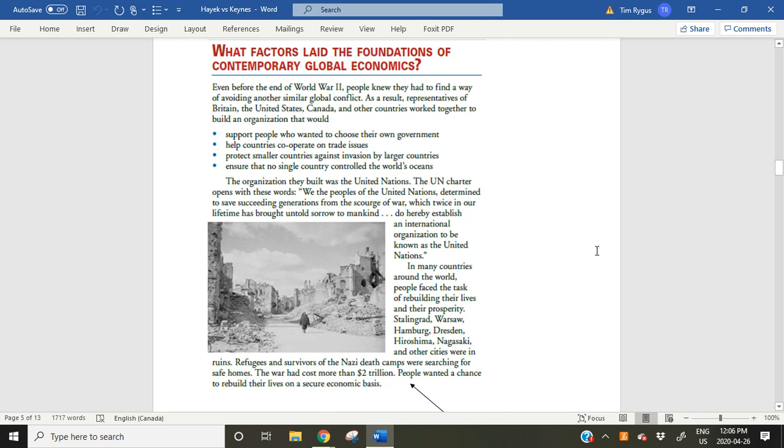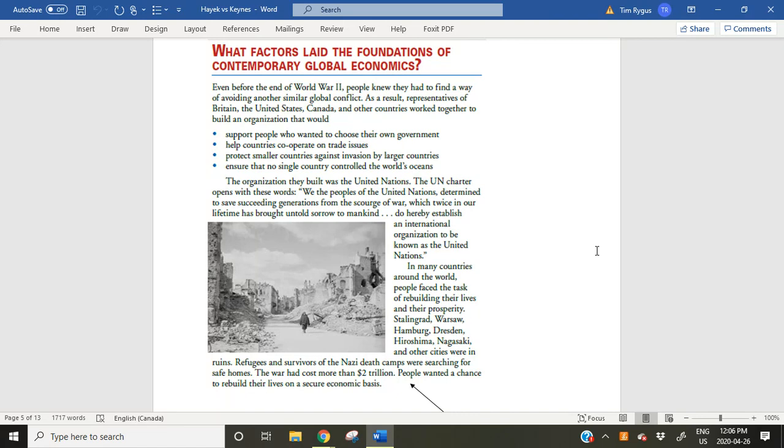So, representatives of Britain, United States, Canada, and other countries, specifically countries who were on the Allied side, decide they should make an organization that would support people who want to choose their own government, so self-government, help countries cooperate on trade issues, protect smaller countries against invasion by larger countries, and ensure that no single country controlled the world's oceans.